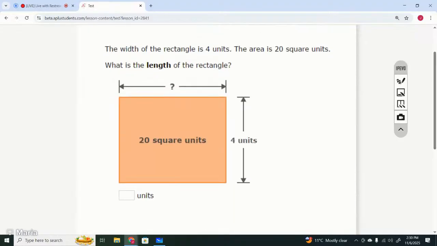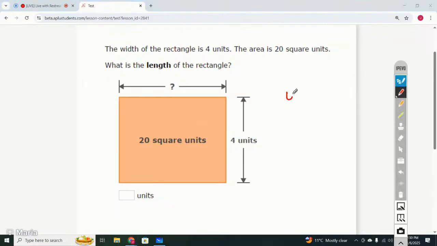The length of a rectangle is 4 units. The area is 20 square units. What is the length of the rectangle? 4 times what number is 20?